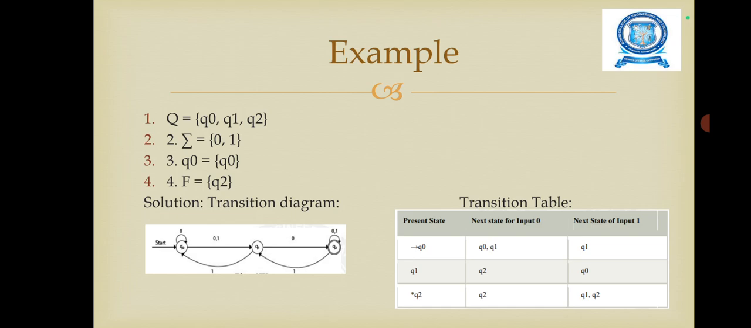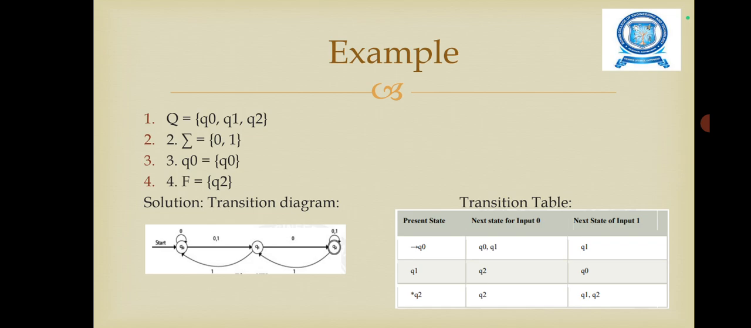In the transition table, you have to mention the present state and then, in two columns, the input symbols. That means when the current state is Q0 on input 0, the next state will be Q0 or Q1. And on input 1 the next state will be Q1. When the current state is Q1 on input 0, the next state will be Q2. And on input 1 the next state will be Q0. When the current state is Q2, on 0 the next state is Q2. Likewise on input 1 the next state will be Q1 or Q2.